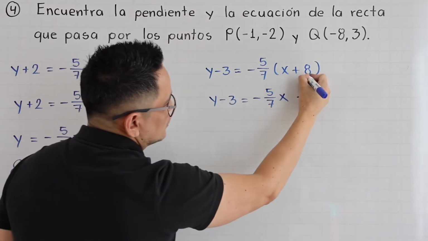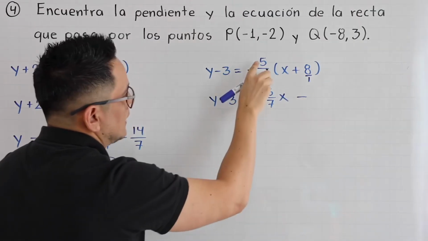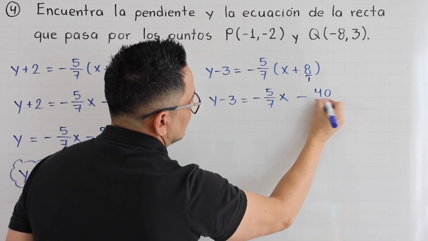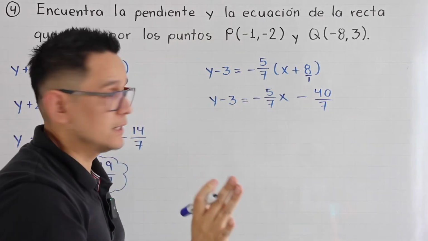This 8 is as if we had it like this. Right, 8 over 1, which is still 8. So here I'm going to put 5 times 8, which is 40. This goes in the numerator. And then 7 times 1, which is 7. You're following me with that, right?